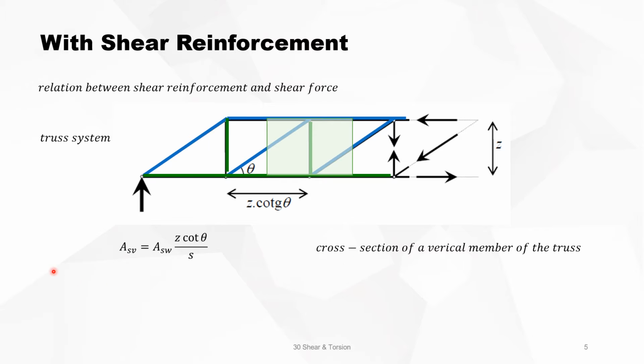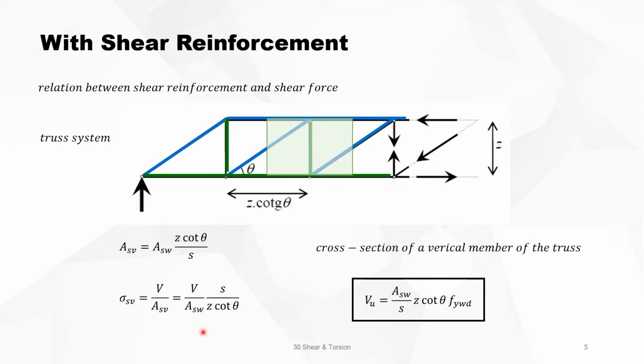So if you now want to calculate the stress in the vertical tension rod, the stress is equal to the shear force divided by the total cross section of reinforcement that is available. If you substitute, then we have this relationship.